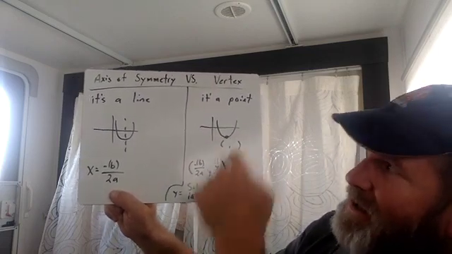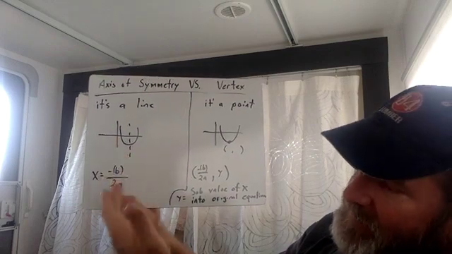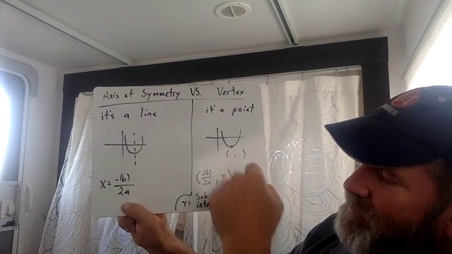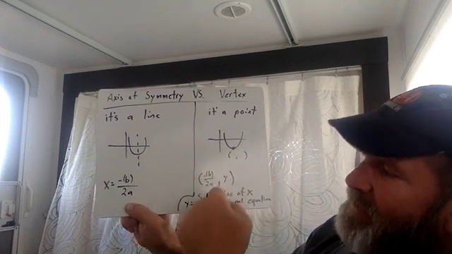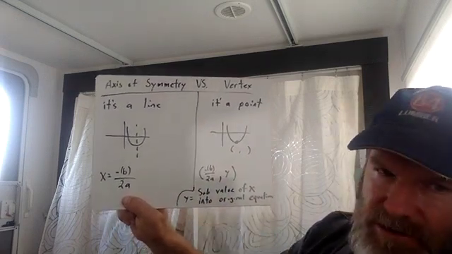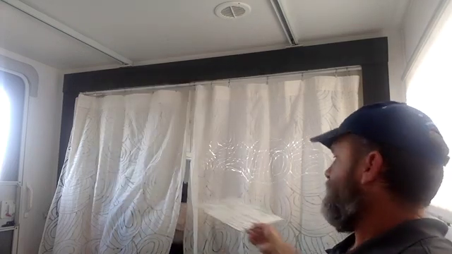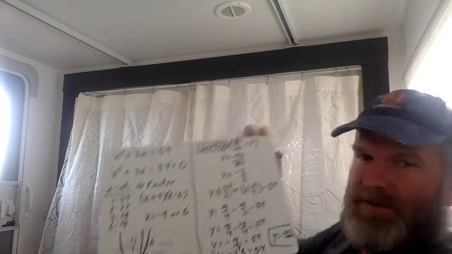So it's one more step to find the vertex than it is to find the axis of symmetry. You start off the same way in both, but if you want to find the vertex, you've got to take your answer for x, substitute it into the original equation, and solve for y, and that'll give you your y coordinate. So I have another slate here with an example of that, and there's a lot going on here.